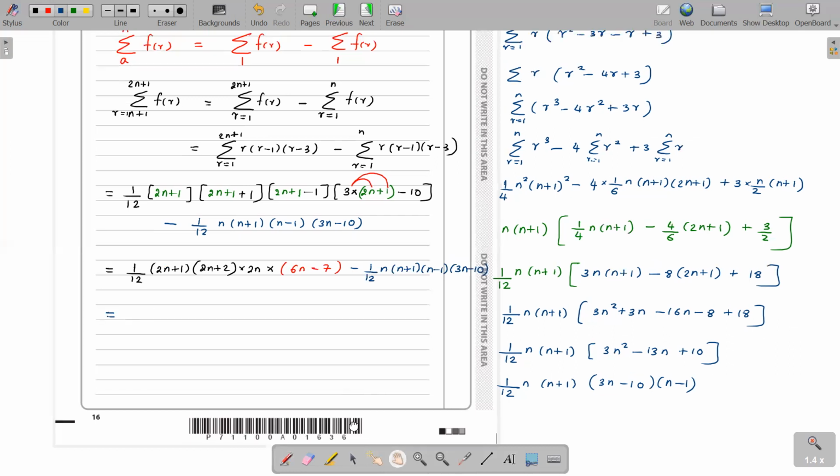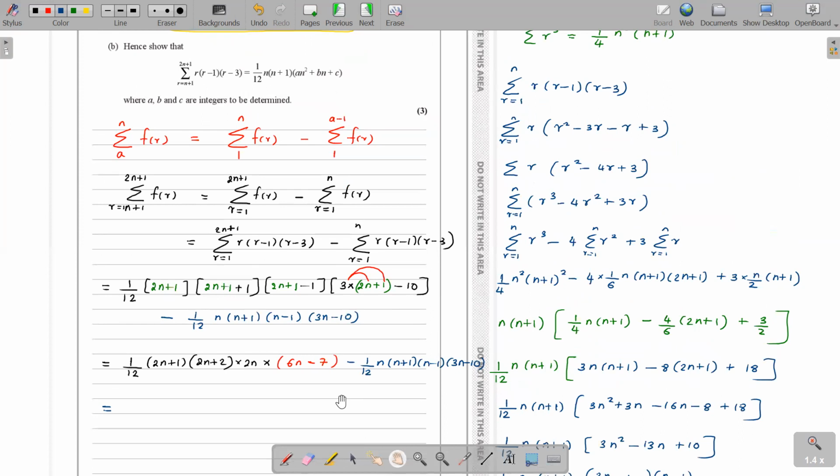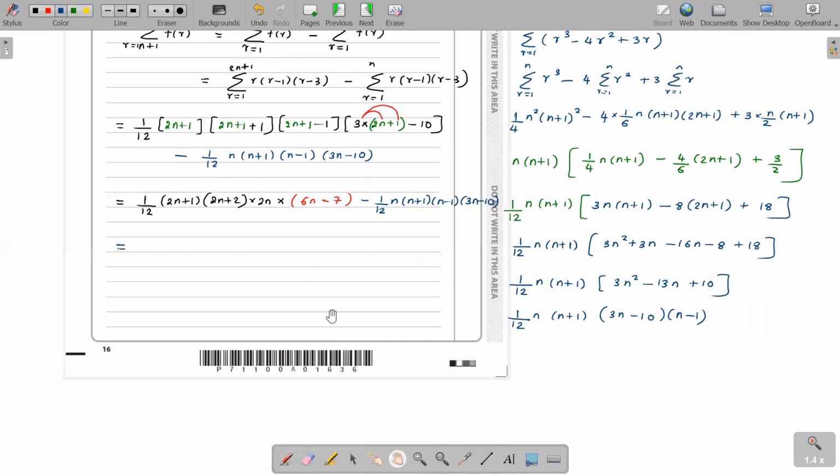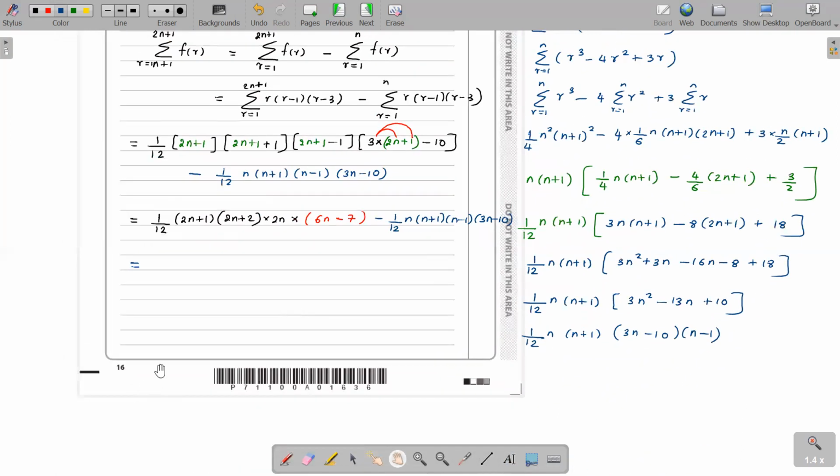I need to get the shown result. What kind of result do they have? In the shown result they've taken 1 over 12 n and n plus 1 out. So shall we do that? Do we have 1 over 12 n and n plus 1? Let's see, let me simplify this. 1 over 12 times 2n plus 2: if I take a 2 out, I create n plus 1 here. In this 2n plus 2 bracket, if I take a 2 out, I get 2(n plus 1), times 2n, times 6n minus 7.